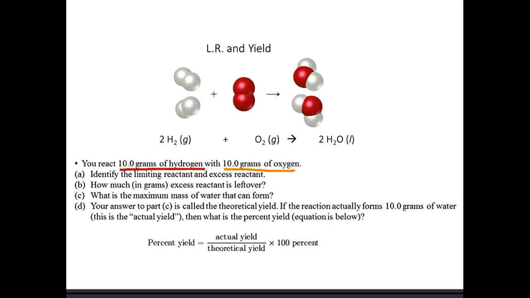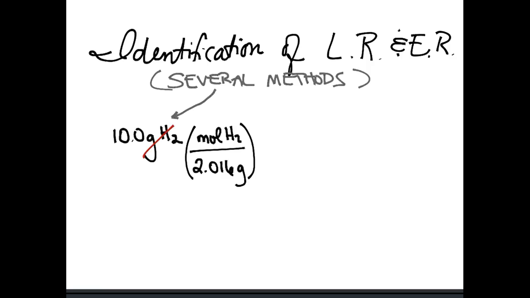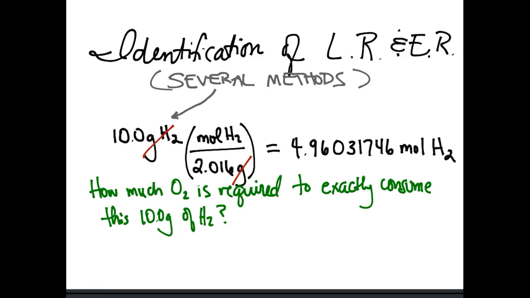So we have 10 grams of each reactant, and that's how you know it's a limiting reactant problem. So identification of the limiting reactant and the excess reactant, there are several methods, and this is what I was telling you about. The first way involves converting mass of hydrogen into moles of hydrogen. And then you have to ask this question: how much oxygen is required to exactly consume this mass of hydrogen, this 10 grams? So you figure out how many moles of one reactant you have, and then you figure out what mass of the other reactant is required to exactly react with this mass.